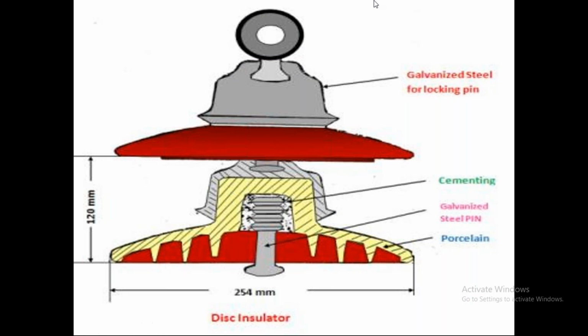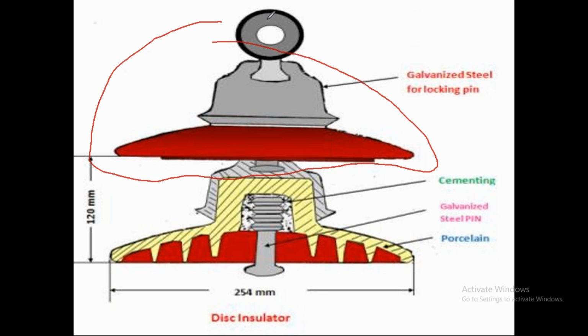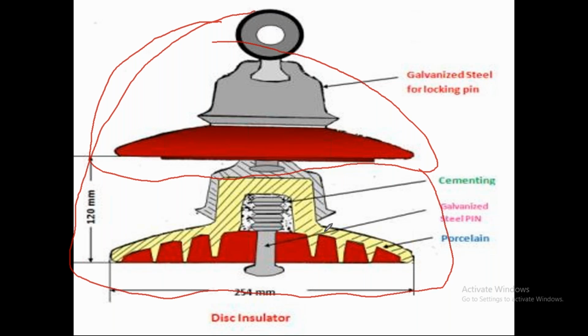So this is the calculation. This is the internal structure of the insulator. This entire part belongs to the disc. The calculation, the precautions, and the remedy should be like this. The lower end and upper end should be 120 millimeters, and the distance between these two is 254 millimeters. These are the standard parameters, and the material used for the locking pin is galvanized steel.